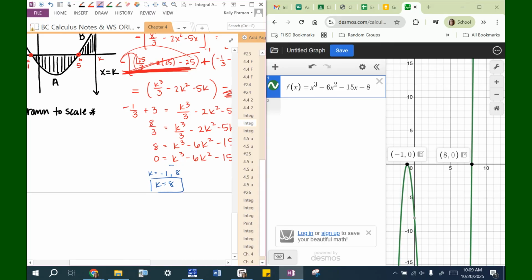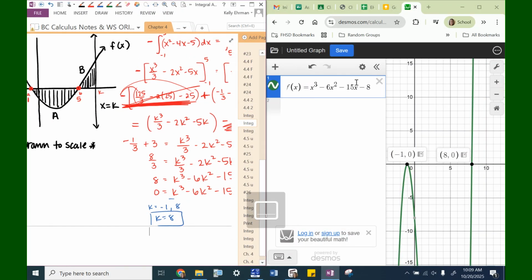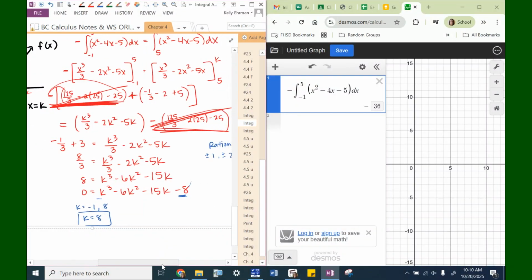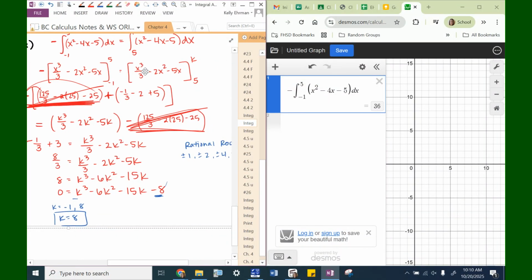Now, if I could have used a calculator that whole time, how would that have changed my process? It's just that I could have had a numerical value for this a bit faster. So let's take a look at that. The negative integral from -1 to 5 of x squared minus 4x minus 5 dx. So that gives you 36. And then it would just be still going through and doing this side of the equation and getting it down.